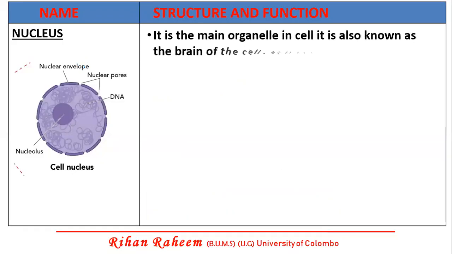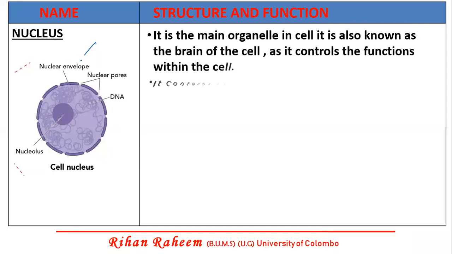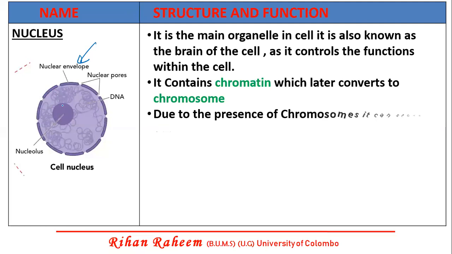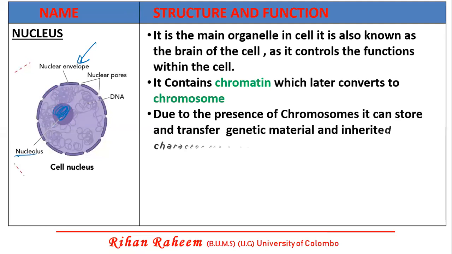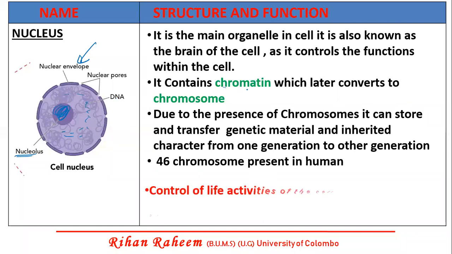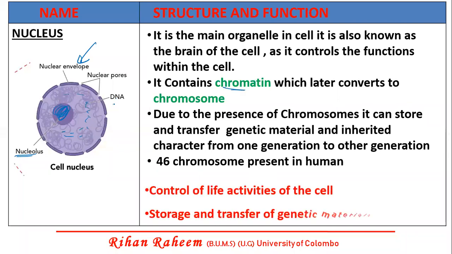Structure and function of the nucleus. This is the structure of the nucleus. In the middle there is a dark part, known as the nucleolus, and these worm-like things are known as chromatin. Here they have put DNA, but the actual word is chromatin. It is made out of DNA.